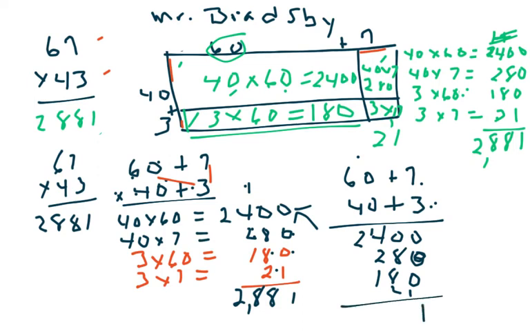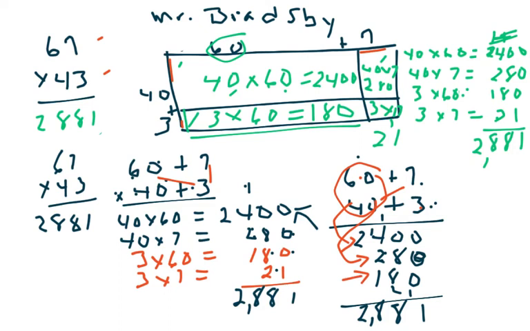Add them up. 1, 16, 18. Carry the 1. 5, 6, 7, 8, 28. But see, here I just expanded them and multiplied as I went. 60 times 40, 2400. 40 times 7, 280. 3 times 60, 180.